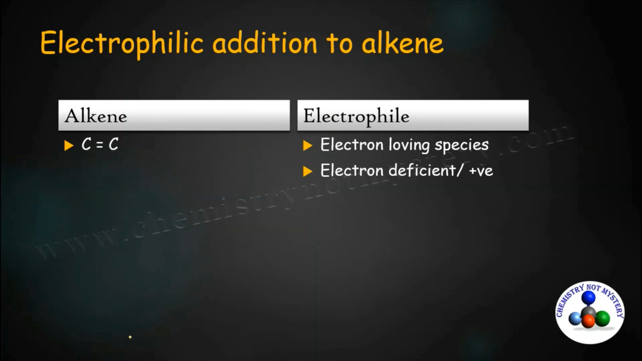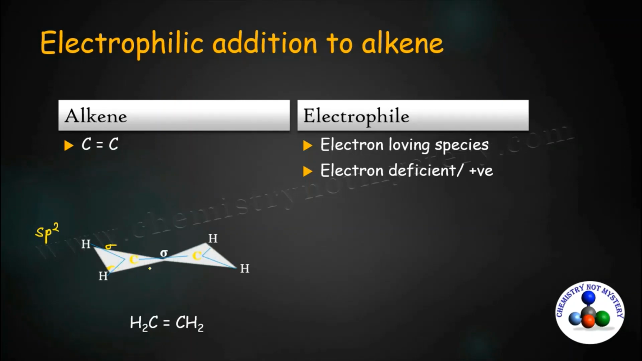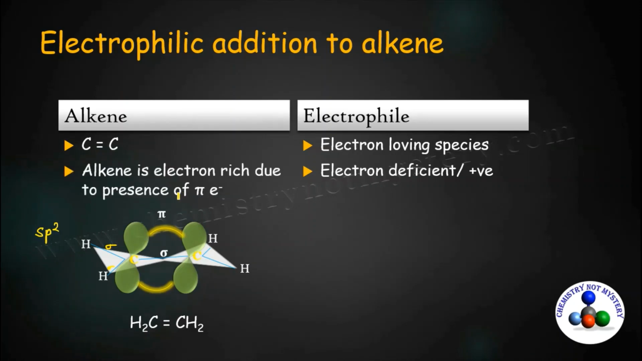So if we take the example of ethene molecule. In ethene molecule, each carbon has formed 3 sigma bonds. Due to the formation of 3 sigma bonds, each carbon is sp2 hybridized and the geometry will be triangular planar geometry. And you know, pi bond is formed by unhybridized orbitals by the sidewise overlapping. And due to presence of pi electrons, alkene is electron-rich molecule, and that's why electrophile gets attracted towards alkene.